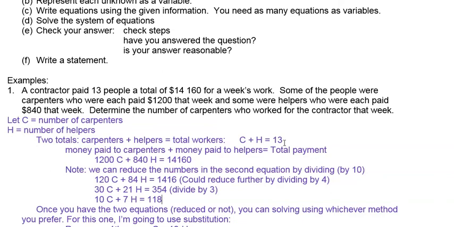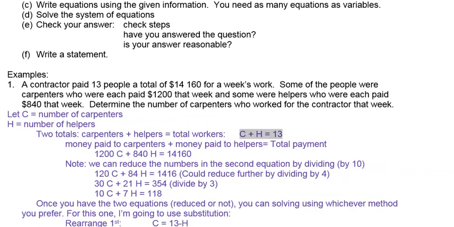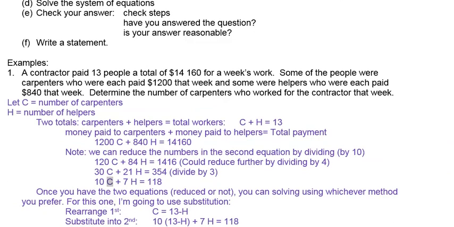So with substitution, I can see I already have C plus H equals 13. It's pretty easy to solve that one for either C or for H. We just bring the other variable to the other side. So I solved for C. And then I took that 13 minus H that resulted, and I plugged it in wherever I had a C in my other equation. So that becomes 10 times 13 minus H plus 7H equals 118.